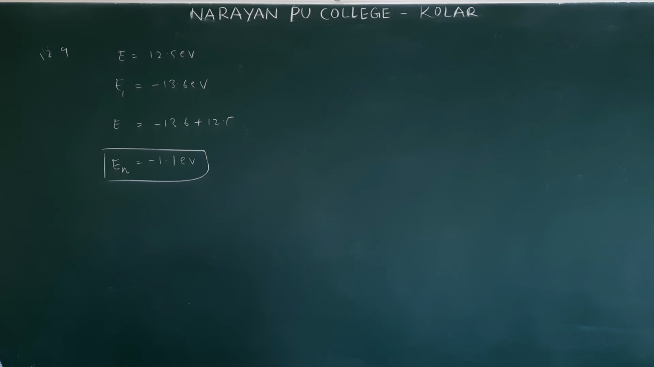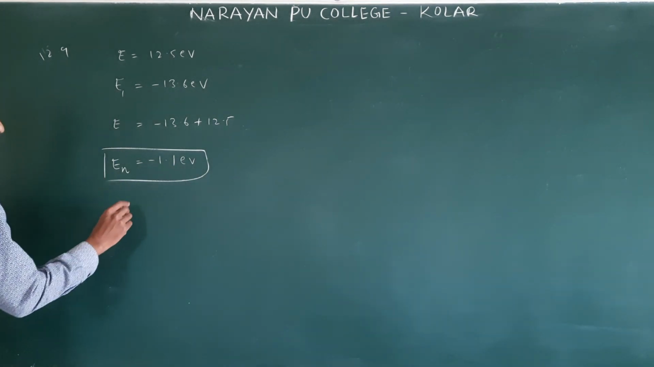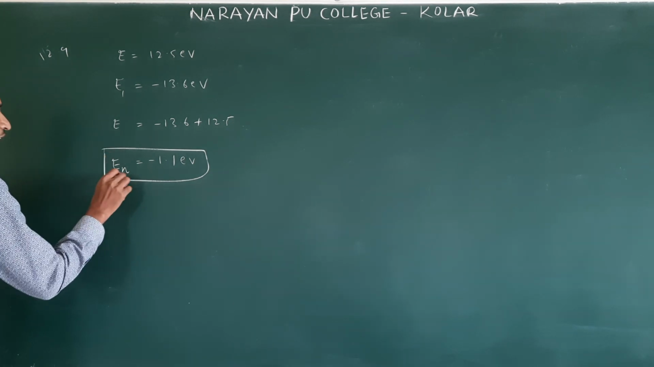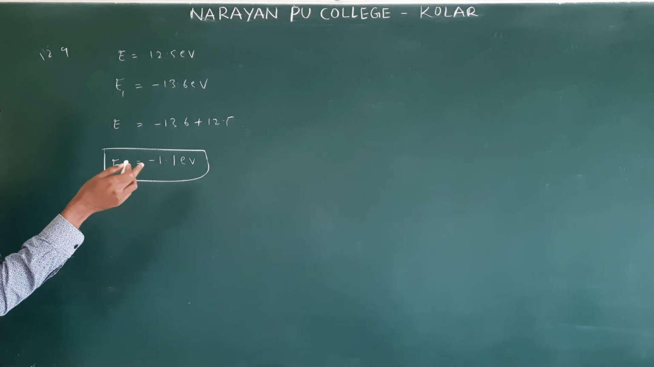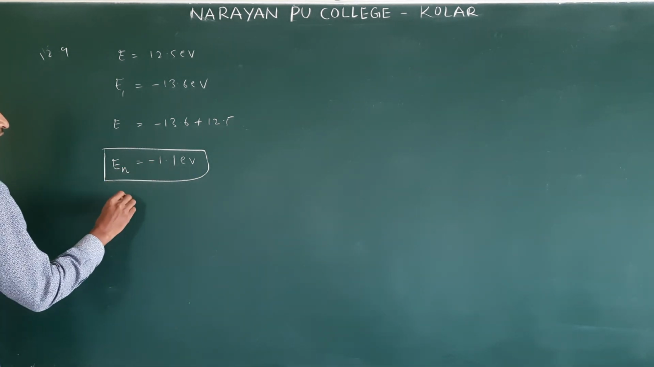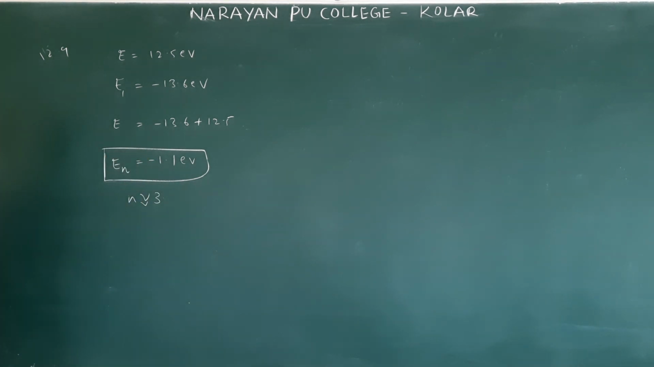Which state has this energy, 1.1? It is close to n is equal to 3. So this energy, we got the nth state of energy 1.1. Which energy state in the energy levels has this energy? It is nearly equal to n is nearly equal to 3.